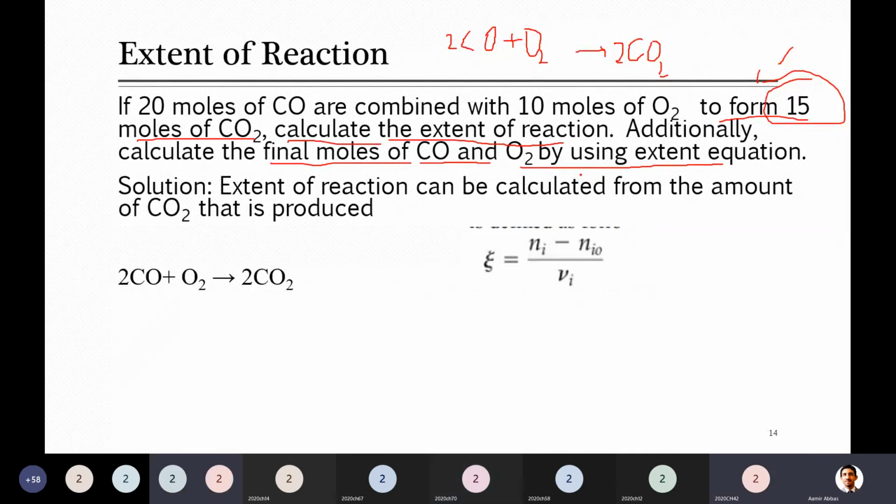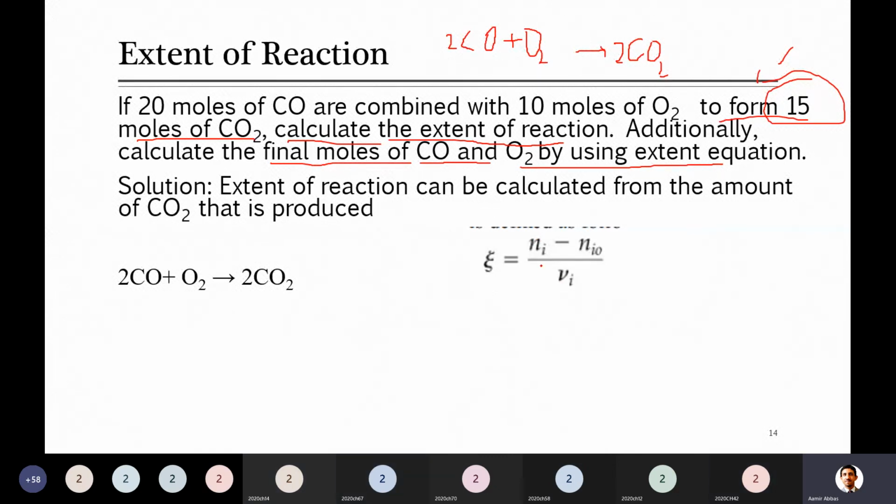0. Because when the reaction starts, there is no CO2, there are only CO and oxygen. Yes, you guys are right. So initially there will be 0. So what is the value of n_i0? 0. What is the value of n_i? 15. And what is the value of nu_i?